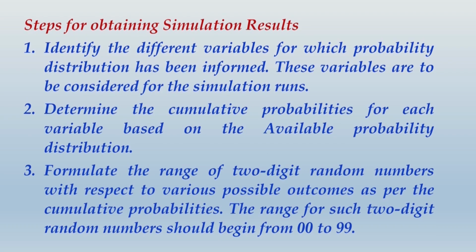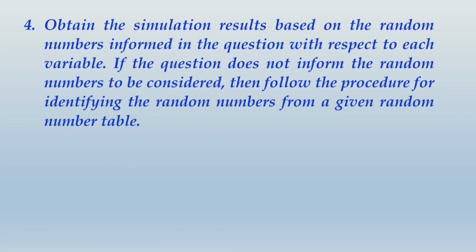Alright friends, once you have completed writing these initial three steps, let us move ahead and continue writing further. The fourth step: obtain the simulation results based on the random numbers informed in the question with respect to each variable. If the question does not inform the random numbers to be considered, then follow the procedure for identifying the random numbers from a given random number table.